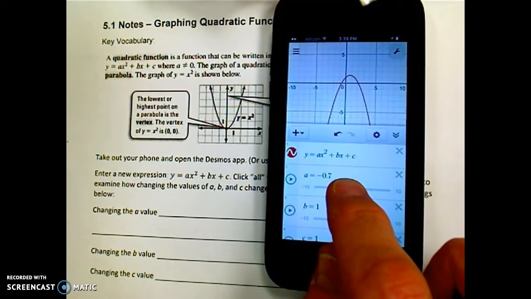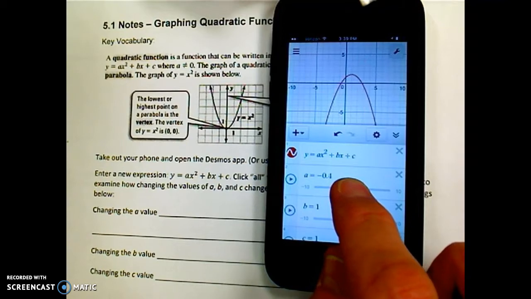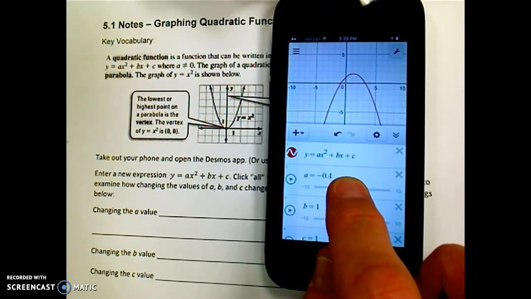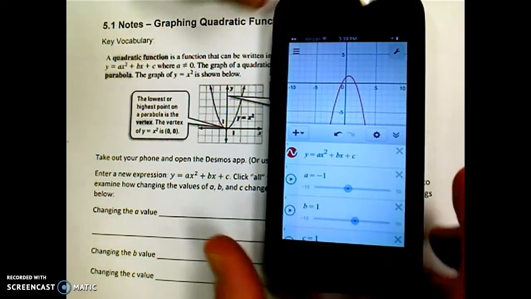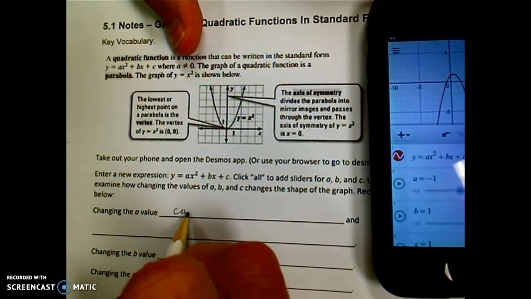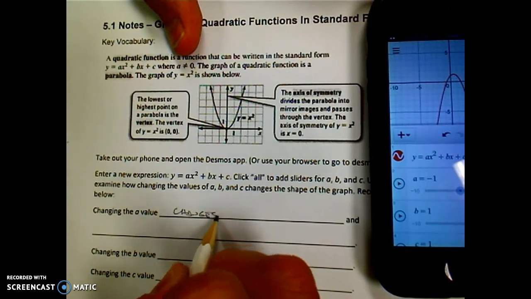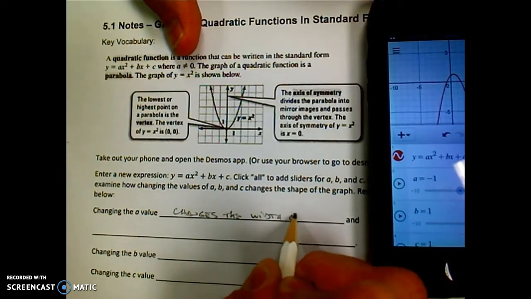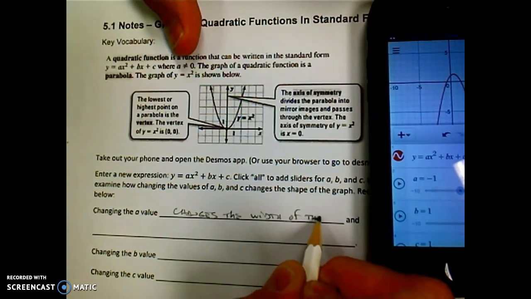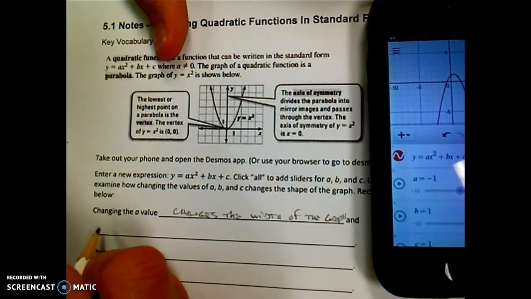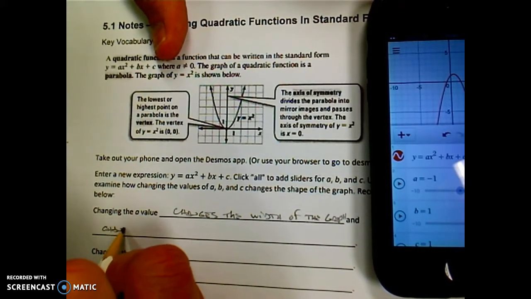What happens when a becomes negative? Well, now, instead of a graph that opens up, we have a graph that opens down. And again, as the absolute value of a gets larger, the graph gets more narrow. So two things happen. Changing the a value changes the width of the graph, and changes whether it opens up or down.